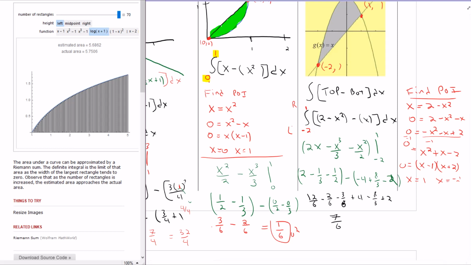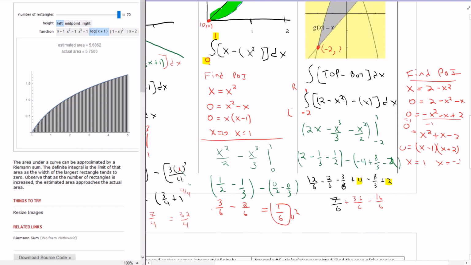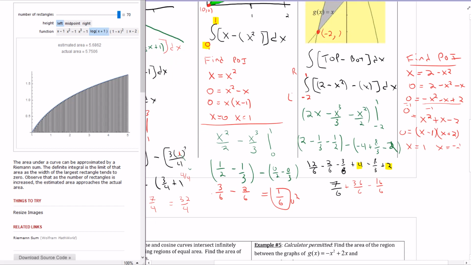That's this 4 combined with that 2 is 6. So that's converting to sixths: 36 sixths minus 16 sixths, right? 8 thirds is 16 sixths. And so we have this, which is 36 minus 16 is 20, plus 7. We're going to get 27 over 6 units squared there.